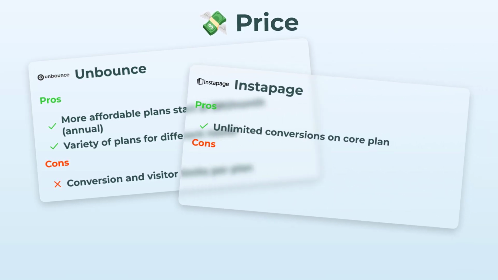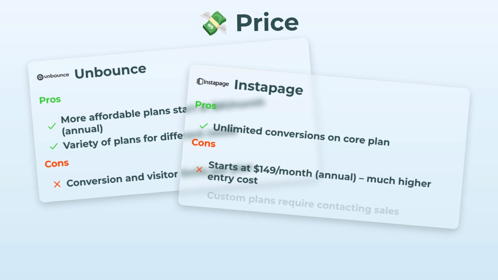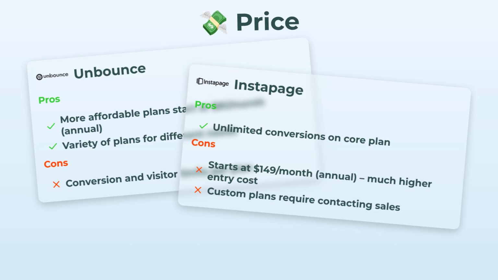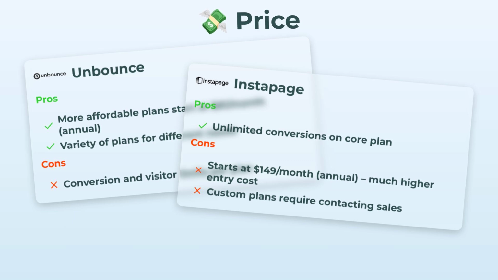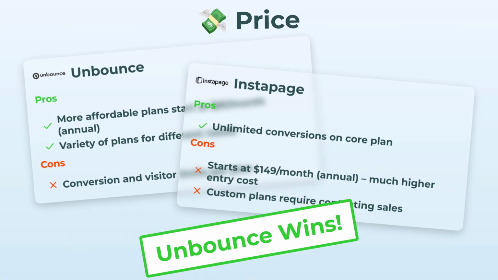Now switching over to Instapage. Honestly, the price jumps up fast, like their standard plan is $149 per month annual, so you feel that sting a bit. On the plus side, you get unlimited conversions on their core plan, but anything custom, yeah, you've gotta reach out to sales, kind of a buzzkill. So if we're calling a winner here, Unbounce definitely sneaks ahead for affordability.